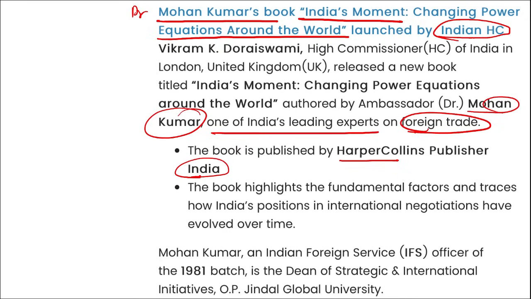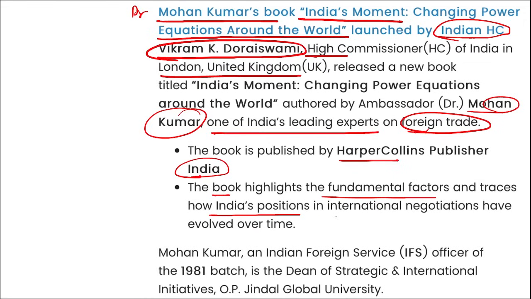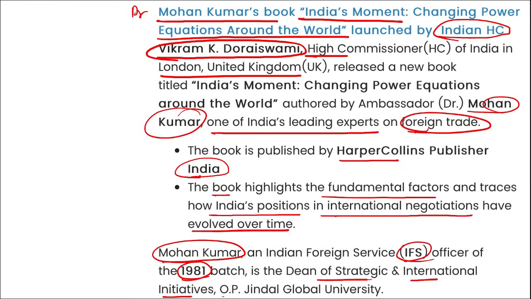And this book was released by whom? This was released by Vikram K. Doraiswamy, who is the High Commissioner of India in London, UK. The book highlights the fundamental factors and traces how India's position in international negotiations has evolved over time. Mohan Kumar is an IFS officer of the 1981 batch and is the Dean of Strategic and International Initiatives at OP Jindal University.